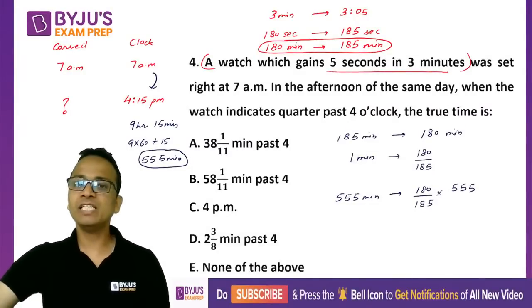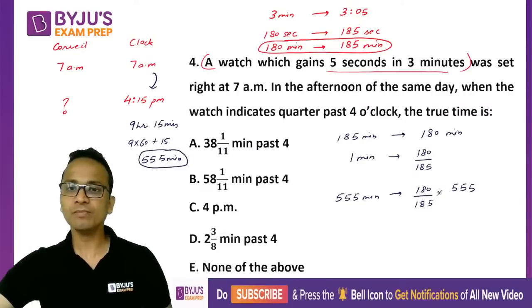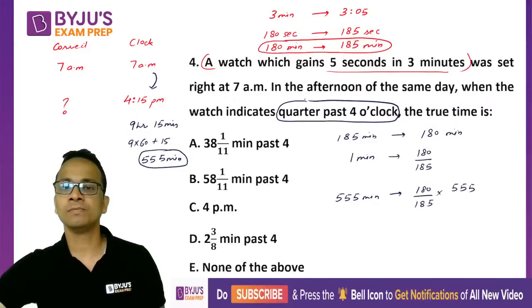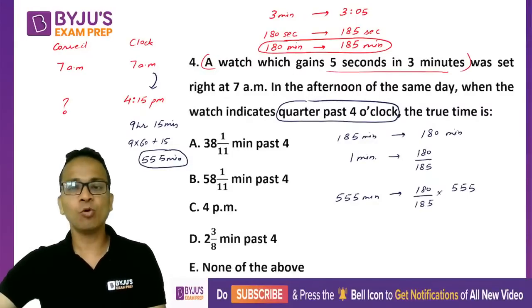Jayesh, 4:15 is given in the question. Quarter past 4 o'clock, that means 4:15.